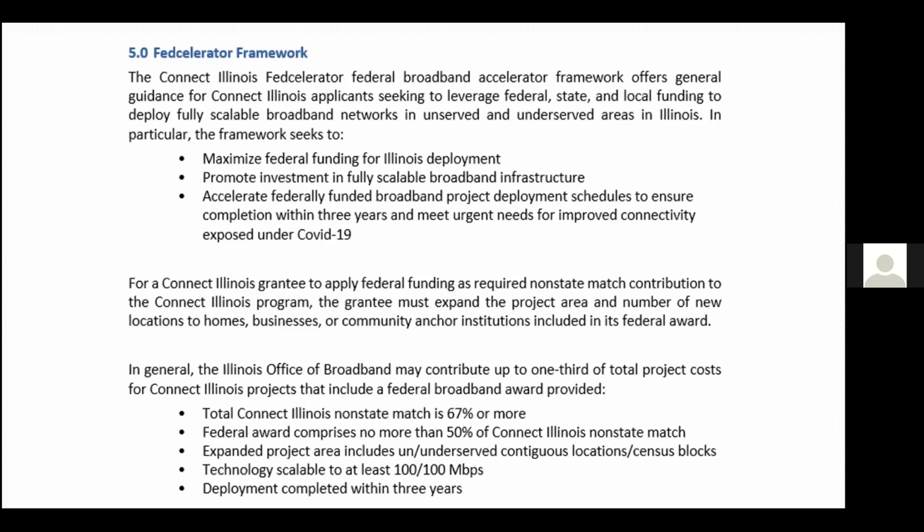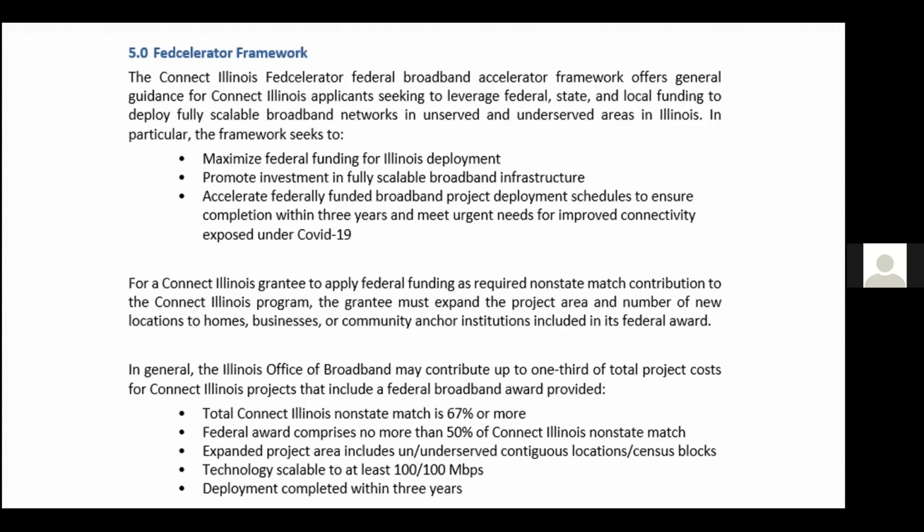And so a couple of pieces that we want to emphasize. First of all, we do want an accelerated timeline and deployment schedule. We do want a larger footprint than a federal award might indicate to be eligible for a FedCelerator pairing of state and federal funds. We do expect that all deployments will be scalable to at least 100 megabit per second symmetrical service. And so that's a requirement of the Connect Illinois grant program. Also, the requirements that we spoke of earlier would apply to these sorts of FedCelerator projects. And then finally, we do expect that the project in full will be completed within 3 years.